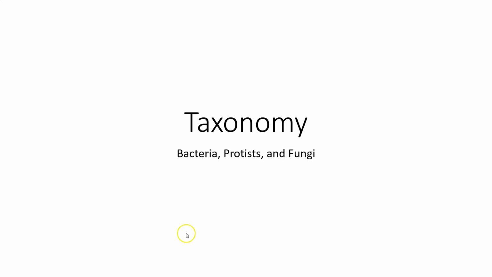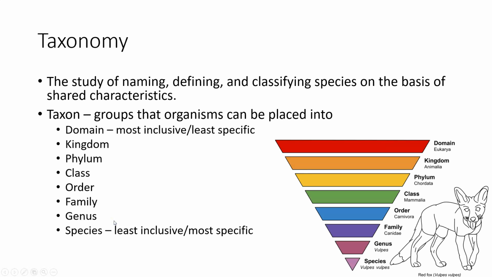So to get us started in this chapter, I threw in some words a second ago, taxonomy and taxa, so you need to know what those are. So your definition for taxonomy is up here at the top. Basically what it means is if you were to find a new species, you would have to put it into a certain group based on its characteristics.